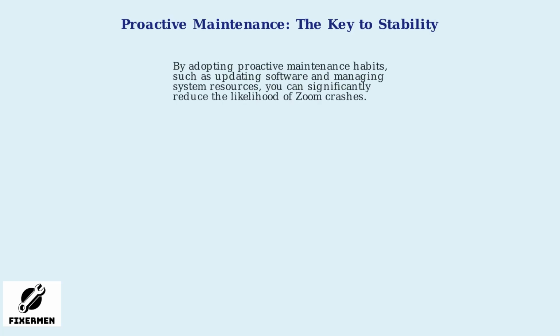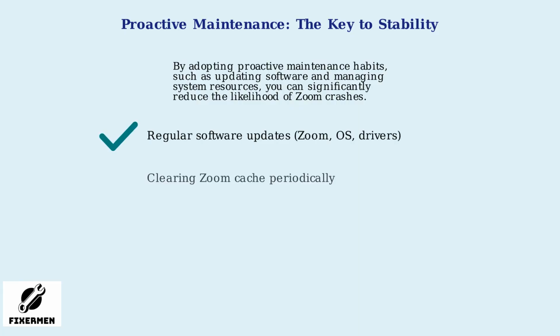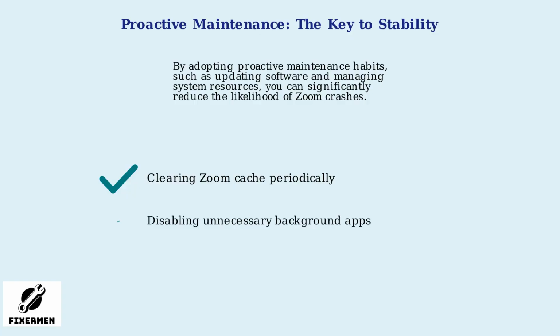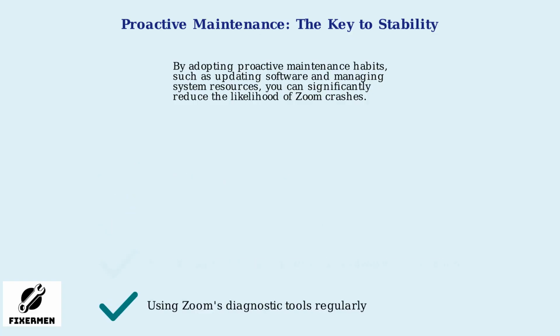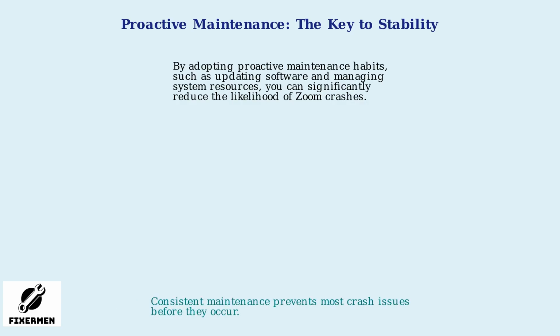Proactive maintenance is essential for Zoom stability. By regularly updating your software, including Zoom, operating system, and device drivers, you ensure compatibility and fix known bugs. Clearing the Zoom cache periodically removes temporary files that can cause performance issues. Disabling unnecessary background applications frees up system resources. Monitoring resources and adjusting hardware acceleration prevents overload. Finally, running Zoom's diagnostic tools helps identify potential problems early.